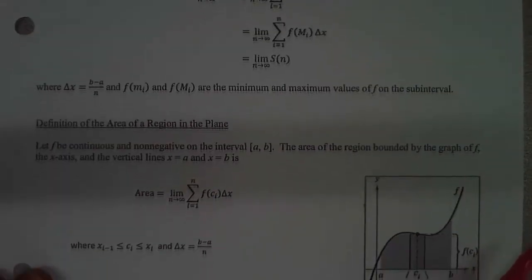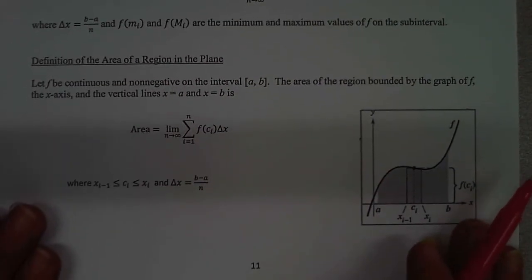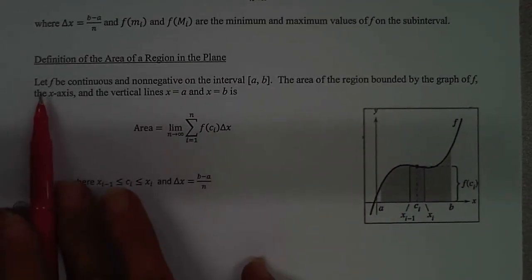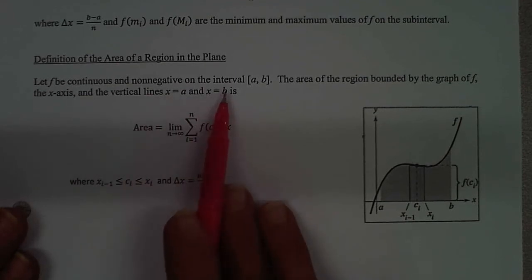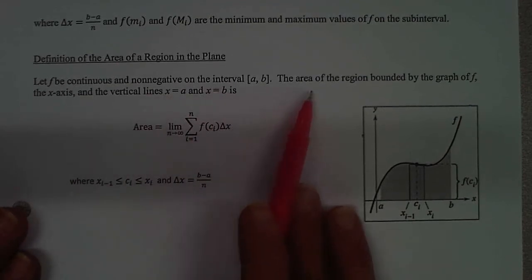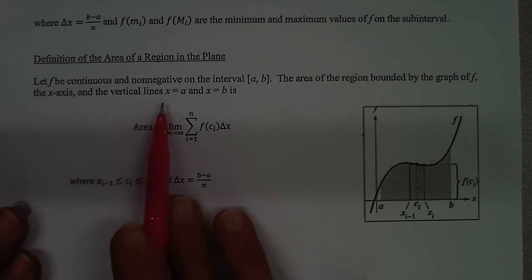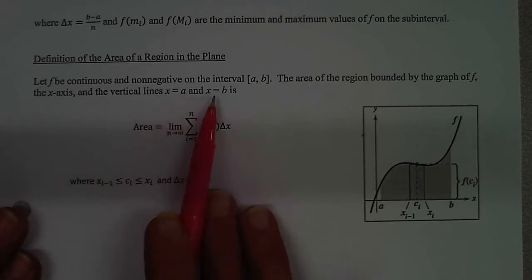So then next we're going to take a look at the definition of the area of a region in a plane. So here it says to let f be continuous and non-negative on the interval a to b. The area of the region bounded by the graph of f and the x-axis and the vertical lines x equals a and x equals b.